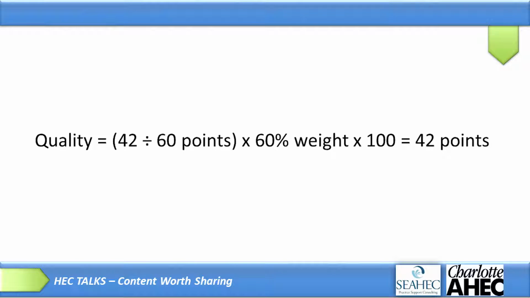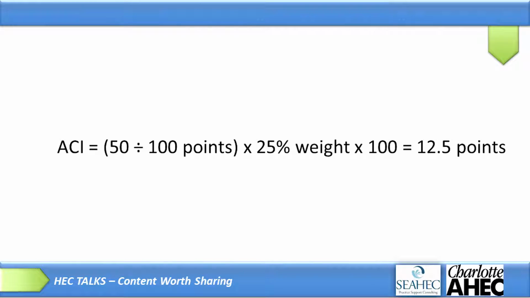According to this example, the quality category achieved 42 of the 60 possible points. So we would divide 42 by 60, which equals 0.7. Then this amount, 0.7, is multiplied by the respective weight for the category. In this case, that's 60%. So now we would multiply 0.7 by 60%, and that equals 0.42. This amount is then multiplied by 100%, which equals 42. 42 is the performance score for the quality category.